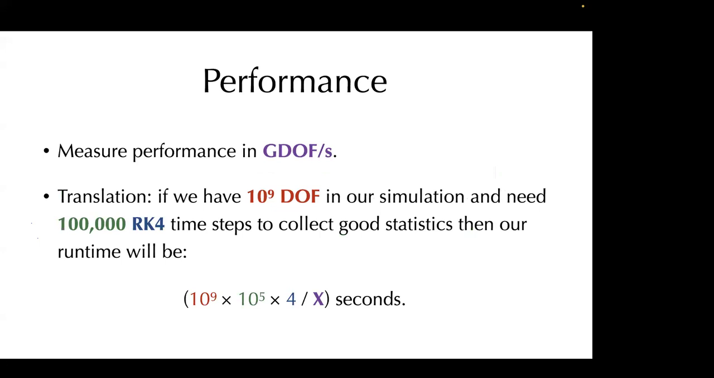Our metric for measuring performance is in gigadofs per second, and the way you interpret this number is if you have a simulation with 10 to the 9 DOFs, and you conclude that it takes 100,000 RK4 time steps to collect good statistics, then if you know the performance of your code in gigadofs per second, you can easily get the runtime in seconds just by figuring out how many right-hand side evaluations you need to do, multiplying it by the number of degrees of freedom you have in your simulation, and then dividing by the performance of your code in gigadofs per second.